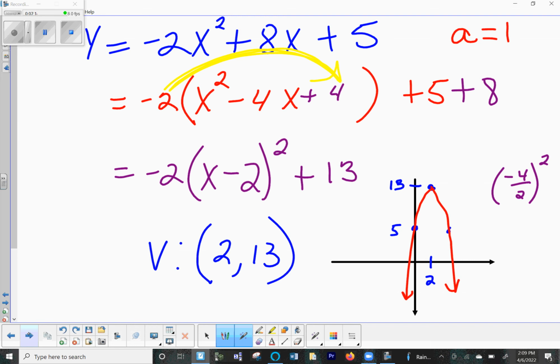Hopefully this makes sense to you, and helps you understand what's going on with completing the square. This is a better way of getting to the vertex form because this process of completing the square comes up a lot in some other areas.